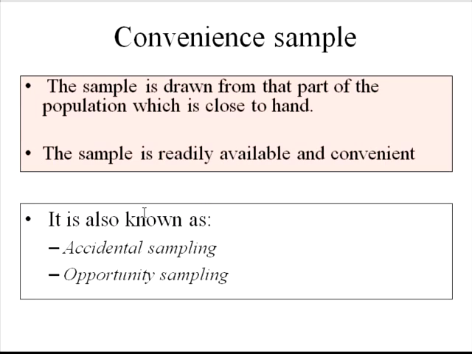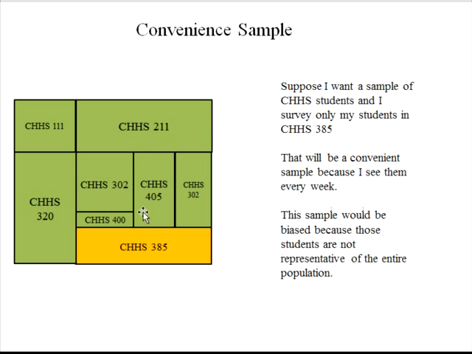It's a type of non-probability sample where the sample is drawn from a part of the population which is close to hand, right? The sample is readily available and convenient to use, so you select that group from the population. This is also known as accidental sampling or opportunity sampling. Right, so let me give you an example. Suppose I want a sample of CHHS students.